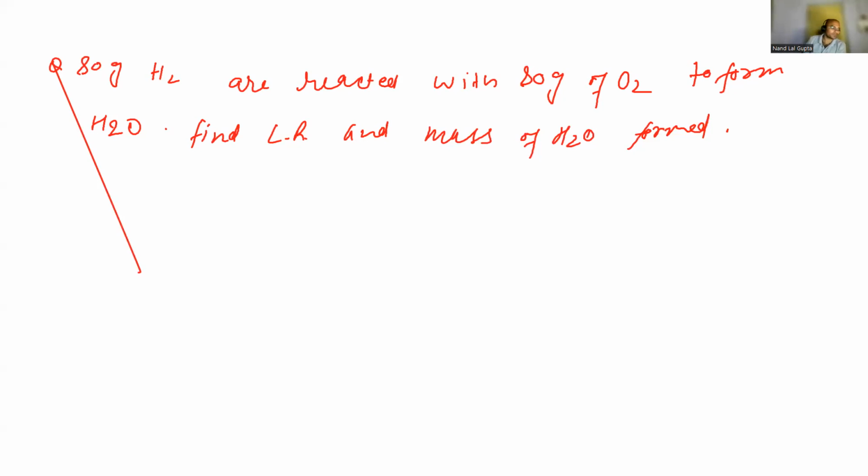Oxygen is the limiting reactant. Okay, limiting reagent, you are saying oxygen. That is very good.